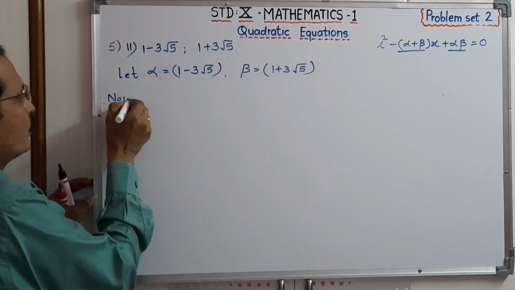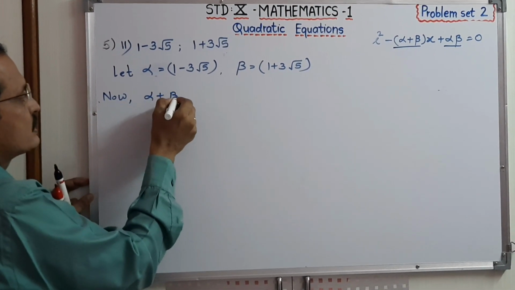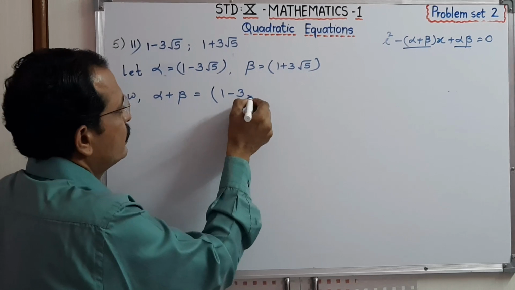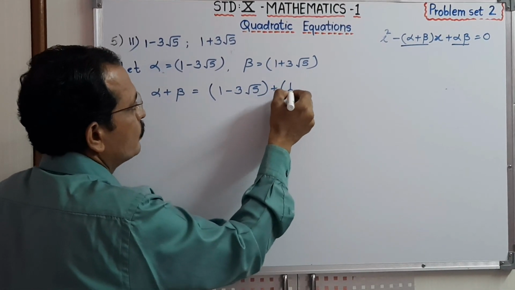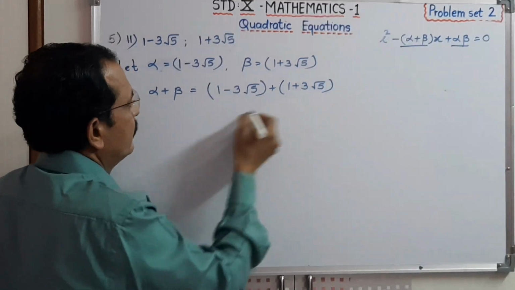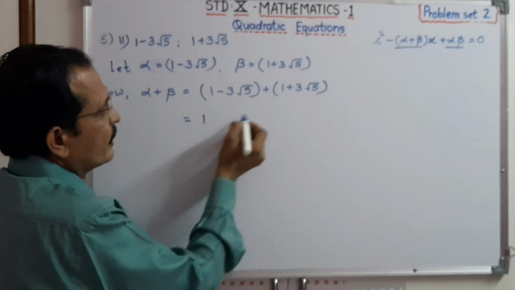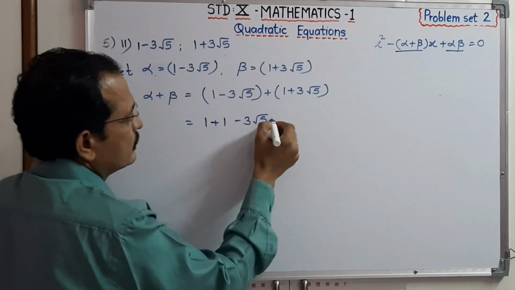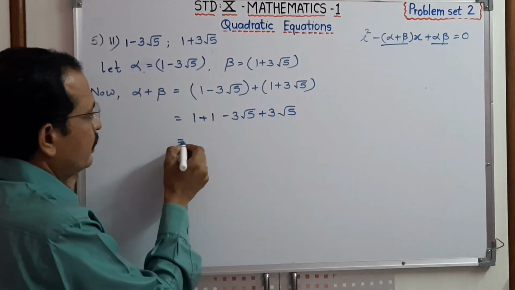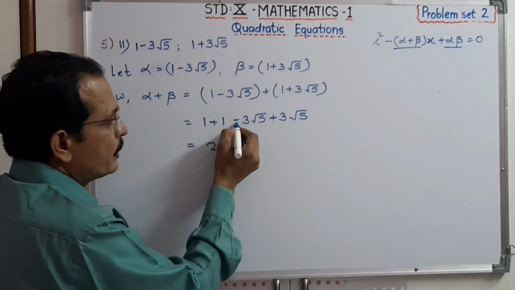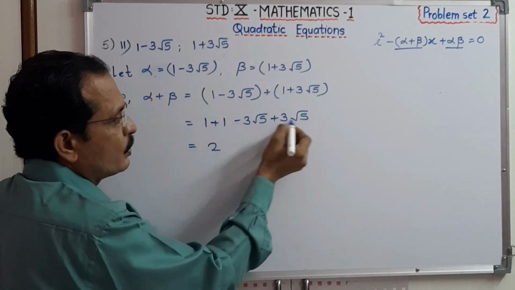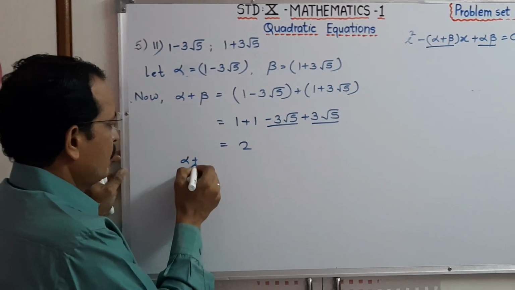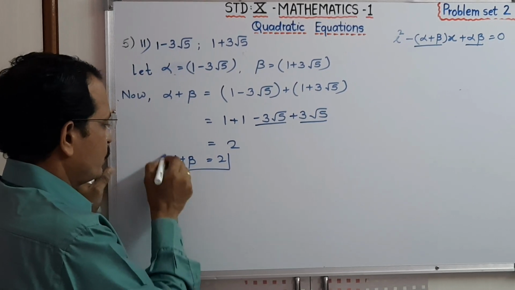Now first of all we have to find out alpha plus beta. Here we have to write 1 minus 3 root 5 plus 1 plus 3 root 5. Here it is 1 plus 1, and minus 3 root 5 plus 3 root 5. Here 1 plus 1 is 2, plus 3 root 5 and minus 3 root 5, this minus 3 root 5 and plus 3 root 5 is 0. Therefore alpha plus beta is equal to 2.